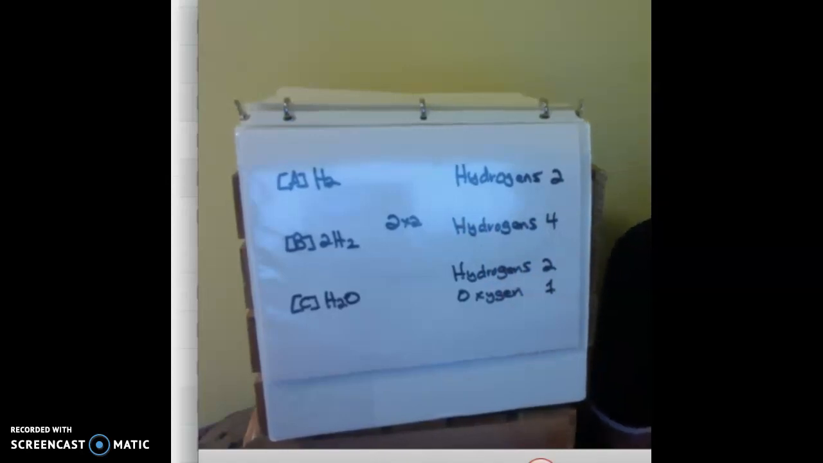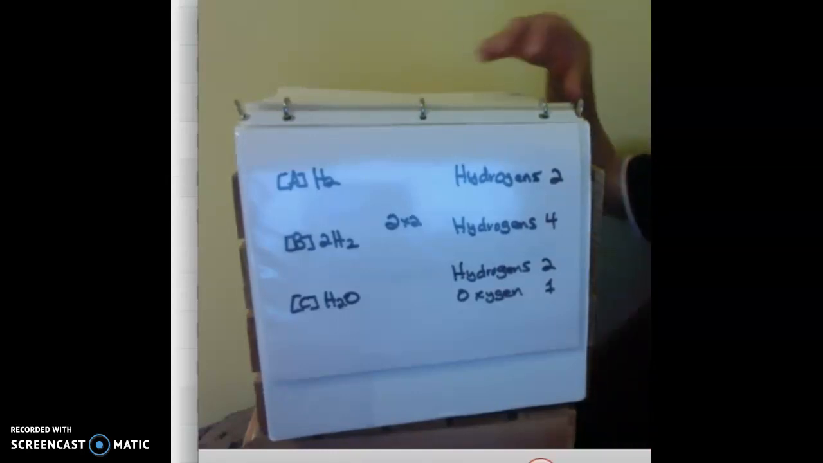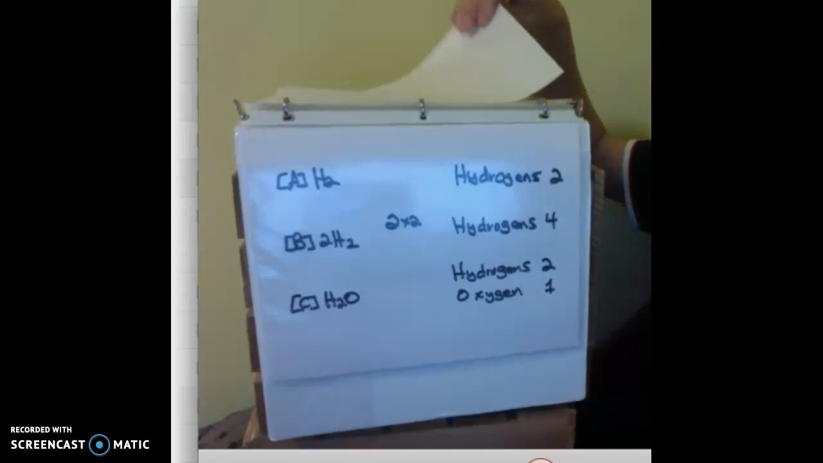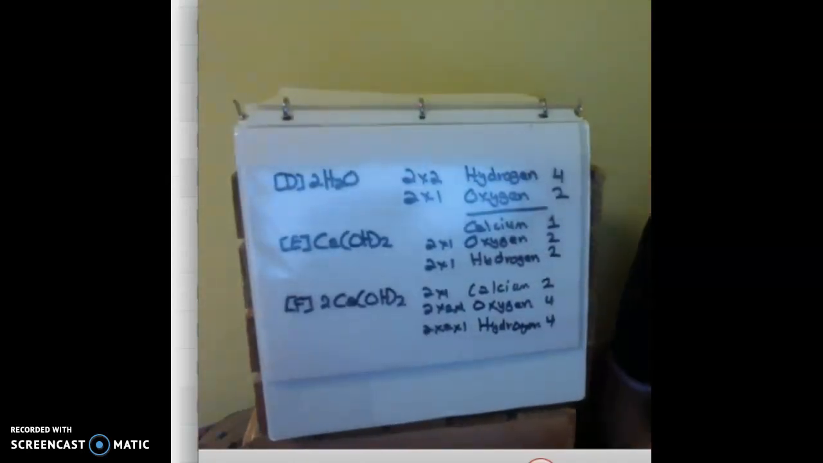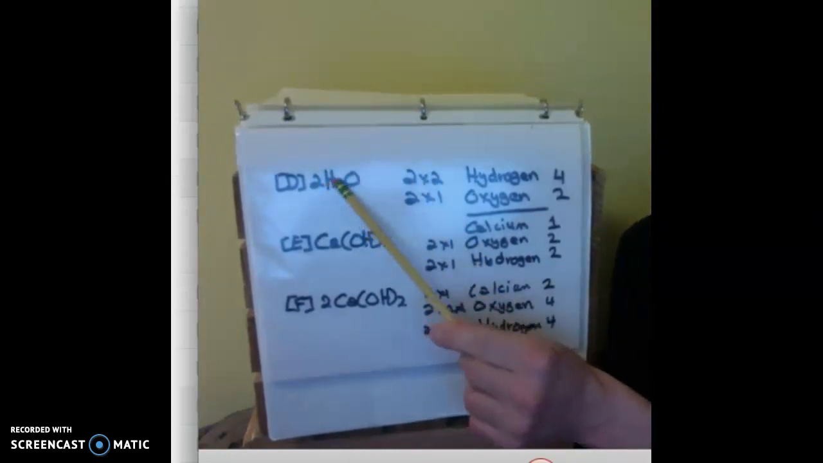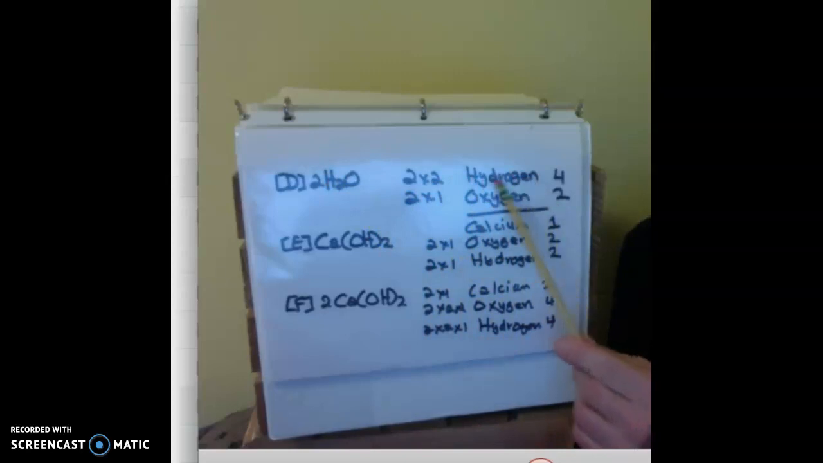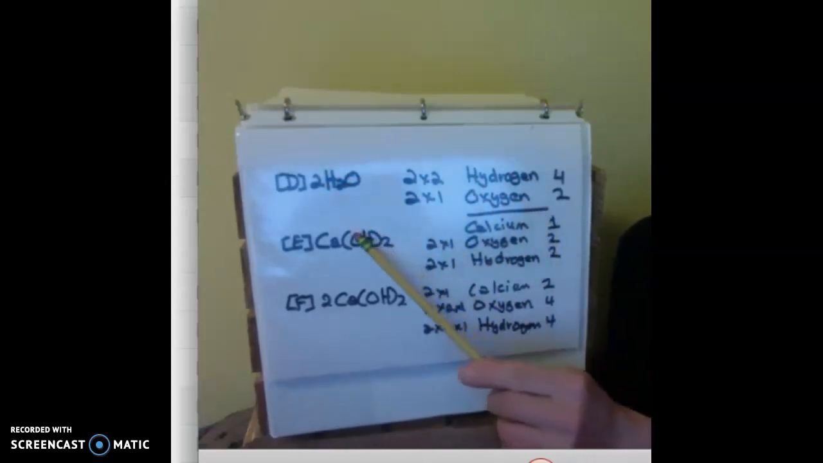C is H2O, which is a water molecule, as we well know. And it has 2 hydrogens and 1 oxygen. So it's simple stuff, right? The next one, D. It has 2 water molecules, 2 H2O. The hydrogen you come up with, 2 times 2 equals a total of 4 hydrogens. Actually, 2 times 1 or a total of 2 oxygens. Easy.